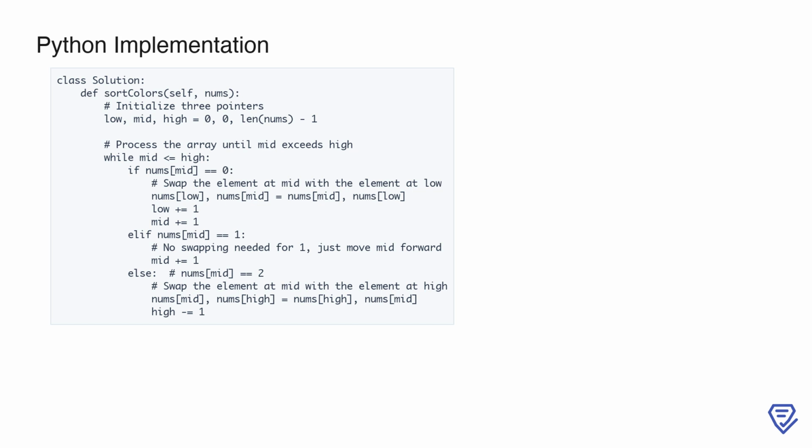This moves 2's to the end of the array. After the swap, we decrement high. 3. Edge cases. If the array is empty, the function does nothing.